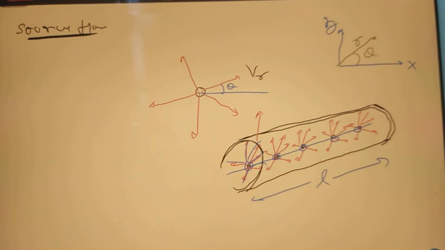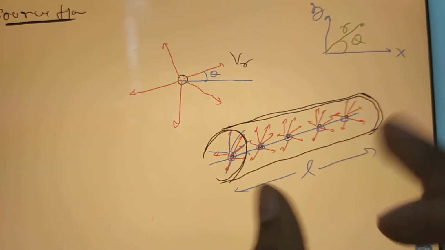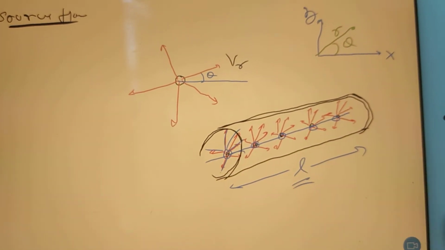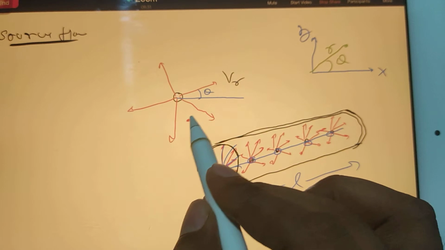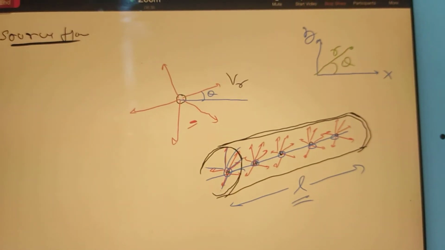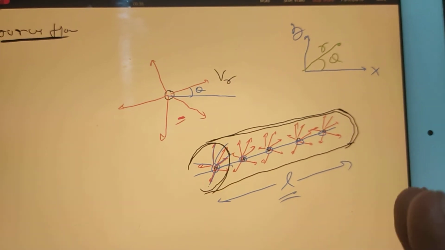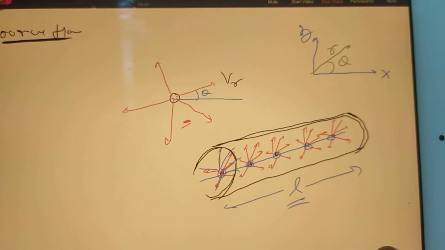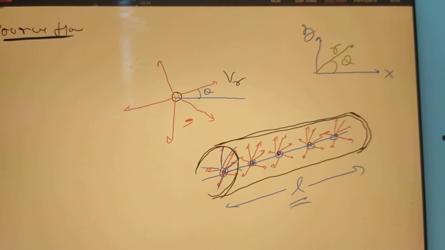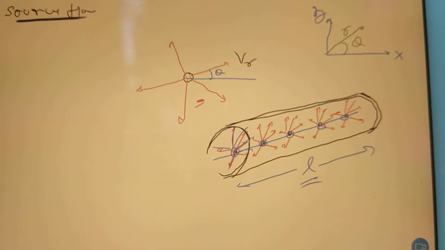So just imagine the length of this thing I have taken as L. Now we don't study this source flow like a plane. We actually complete a cylinder like this, and then we keep many sources on the axis, and only then we go for volume flow rate, and from that concept we develop a formula.